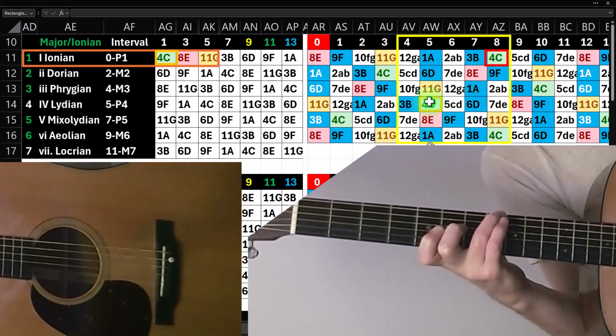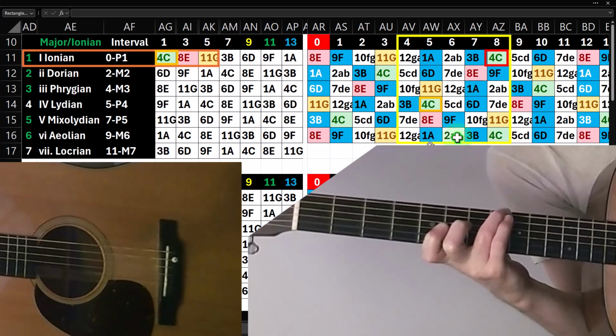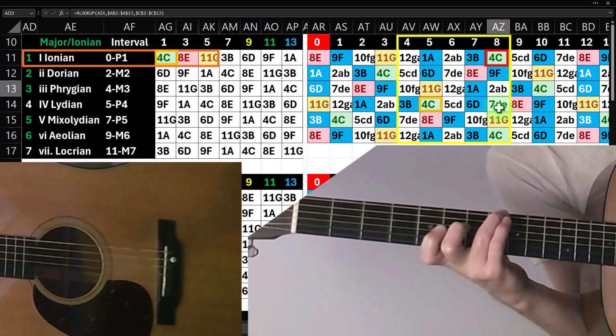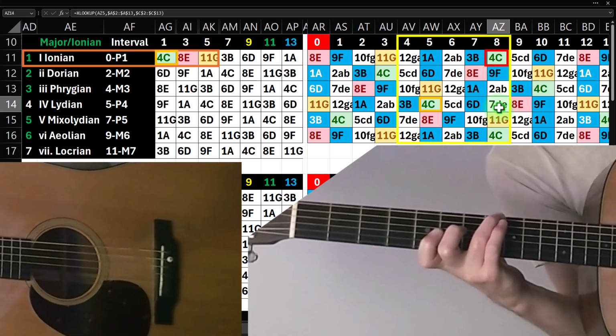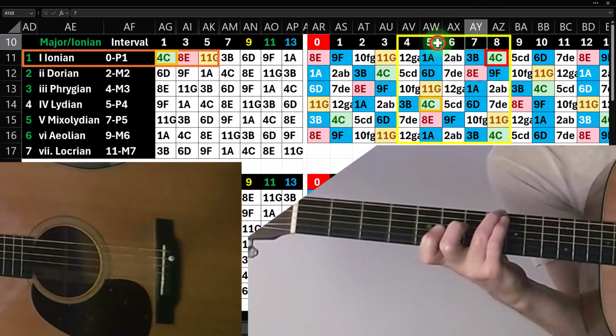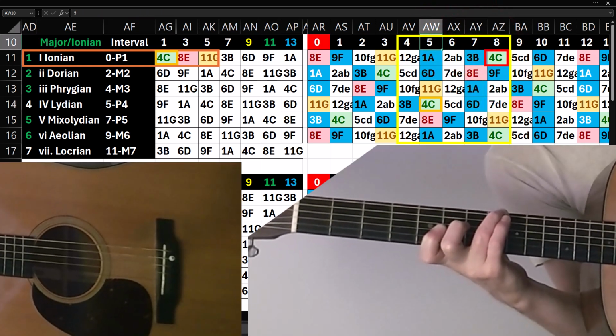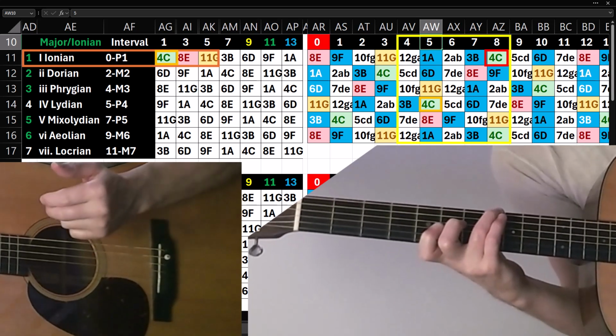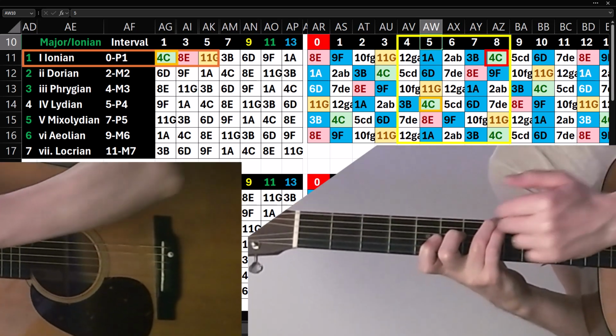So the rule then is, if I go 3 strings down, 1, 2, 3, how many frets back is it going to be? It's going to be 1, 2, 3 frets back. So anytime I go 3 strings down, the octave is going to be 3 frets back, right?